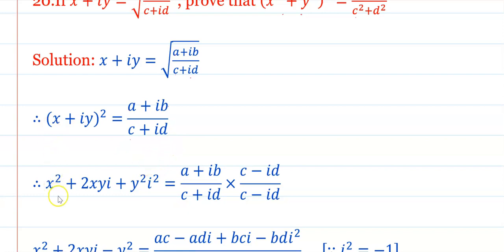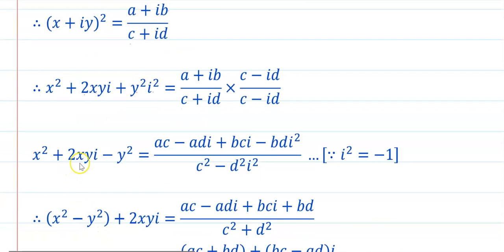Expand this: x square plus 2xyi plus y square i square. i square is minus 1. It means x square plus 2xyi minus y square. Now consider the right hand side, a plus ib upon c plus id. Now multiply numerator and denominator by the conjugate of c plus id, which is c minus id.